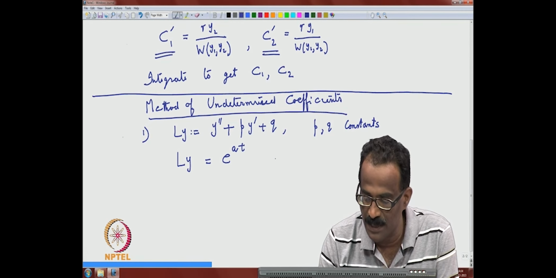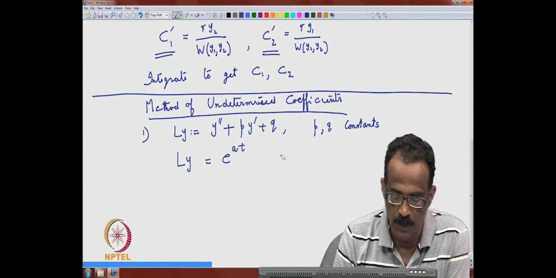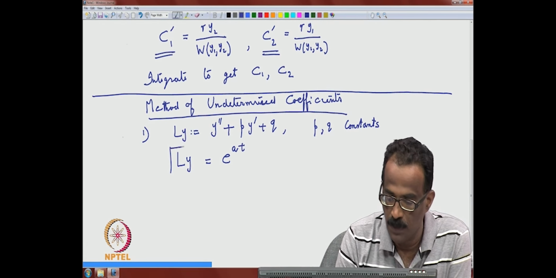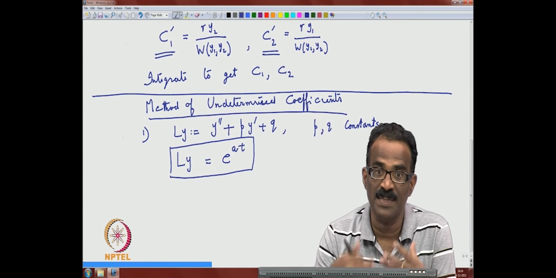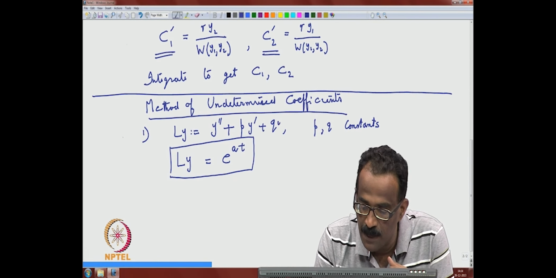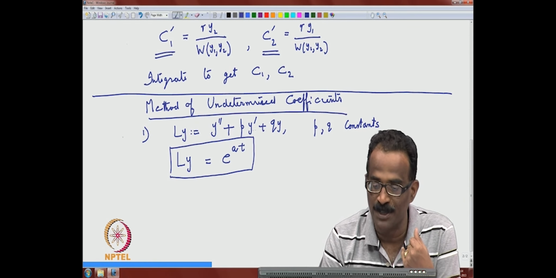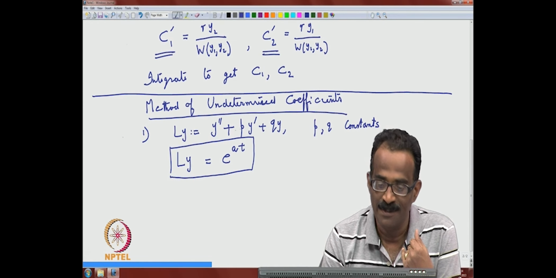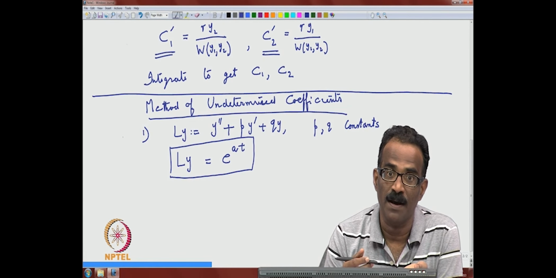So, we want to solve this equation, L of y is equal to e power at. Again this suggests, by the same arguments which I have given in the class, that here there is a y which is missing. See, y prime and y double prime are all proportional to y, and that is why he proposed a solution of the form e power rt.